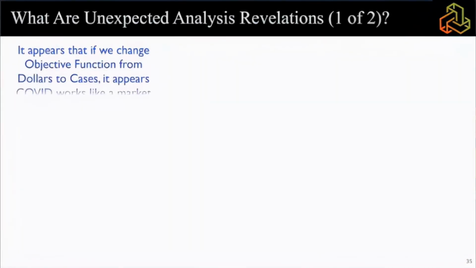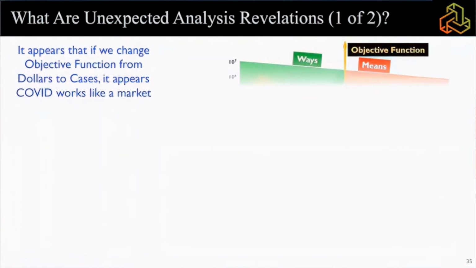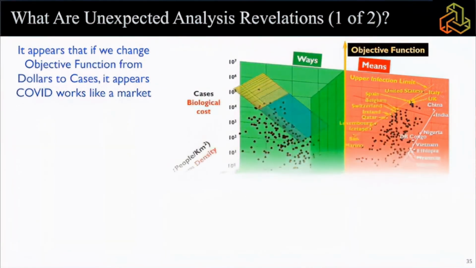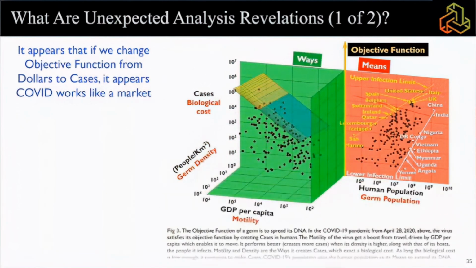So what unexpected revelations have I seen from the analysis? Well, some friends of mine are very health conscious, and they said, Doug, what can you tell us about COVID using this kind of analysis? And I said to them, I don't know, let's take a look. So COVID isn't trying to make a buck. COVID's objective function, I submit, is to increase the number of cases that it has, to spread its DNA out into the world. So on a value basis, they're trying to get cases, and the cost is the biological cost of the virus to do that.